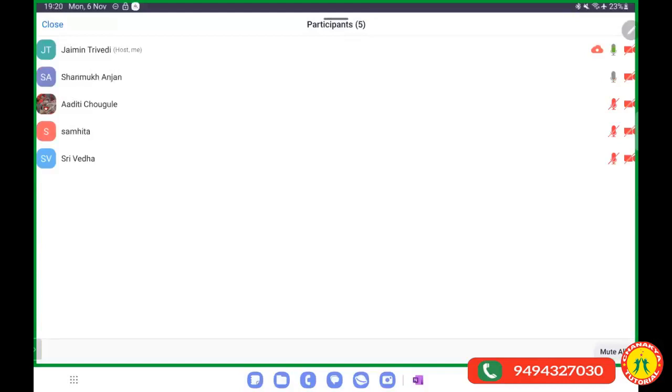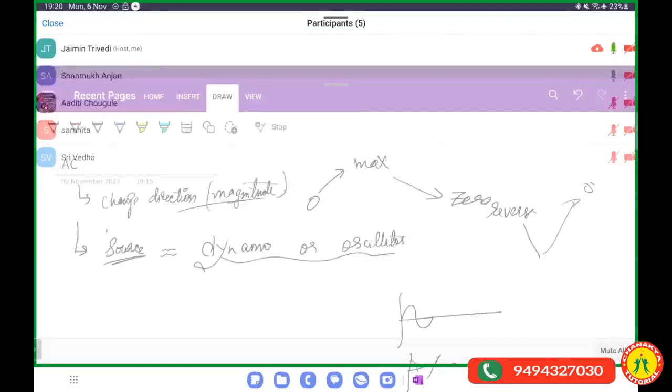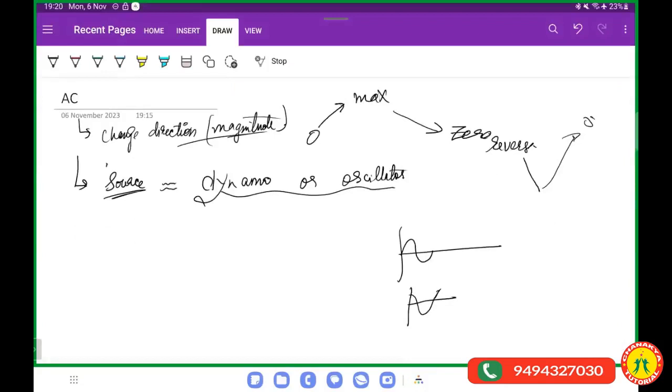Aditi, Samhita, Shanmukh, Veda. Come on. Above one, sir. Above one is the sine wave. And below one, cosine.